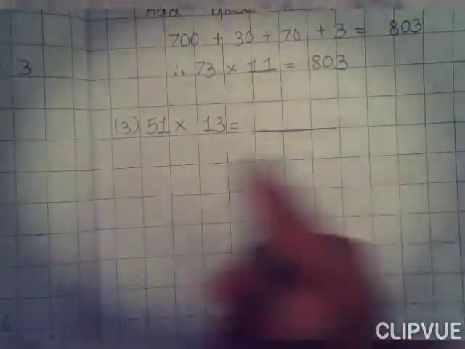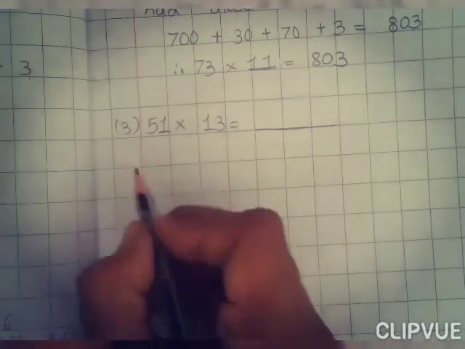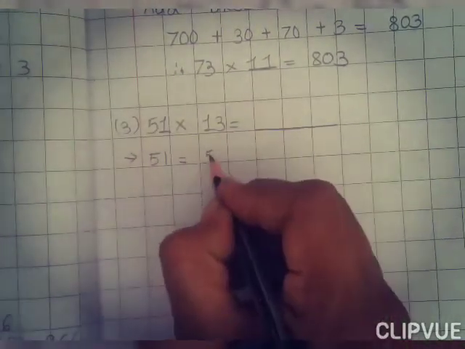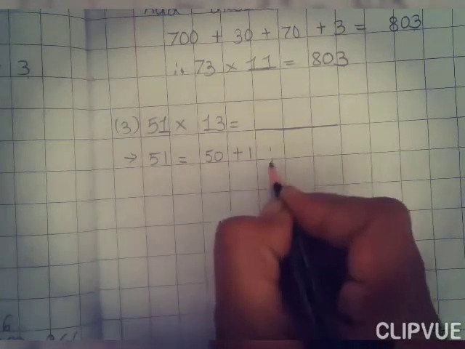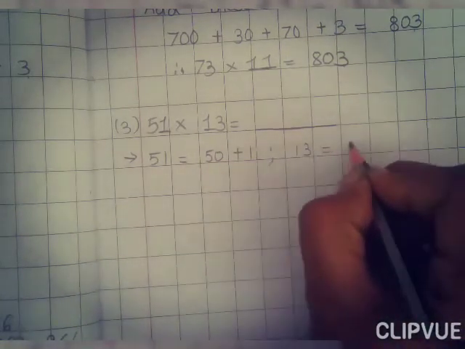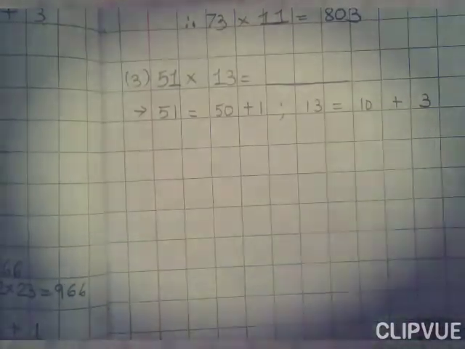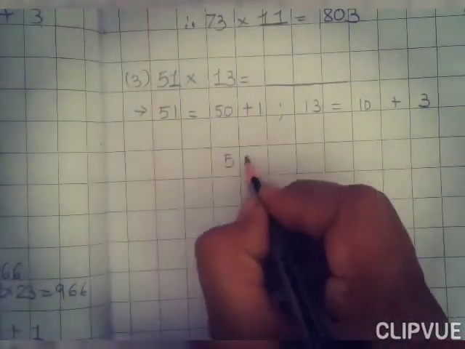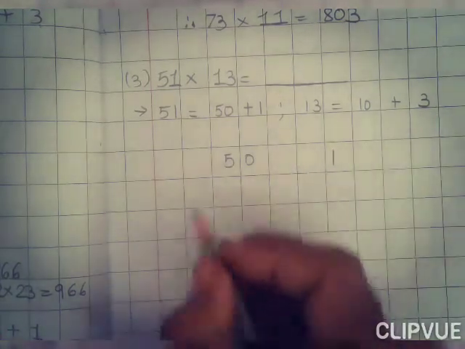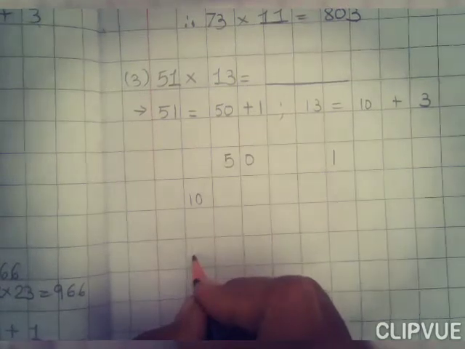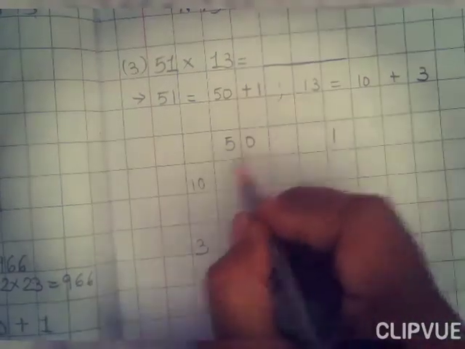Now the next one, number 51 multiplied by 13. Here you have to write down the expanded form of 51. It is 50 plus 1, and the expanded form of 13 is 10 plus 3. Now you have to make the column. You have to arrange the 50 in the first column and 1 in the second column. Same way, first row of 10 and the second row of the 3. Now you just multiply it.